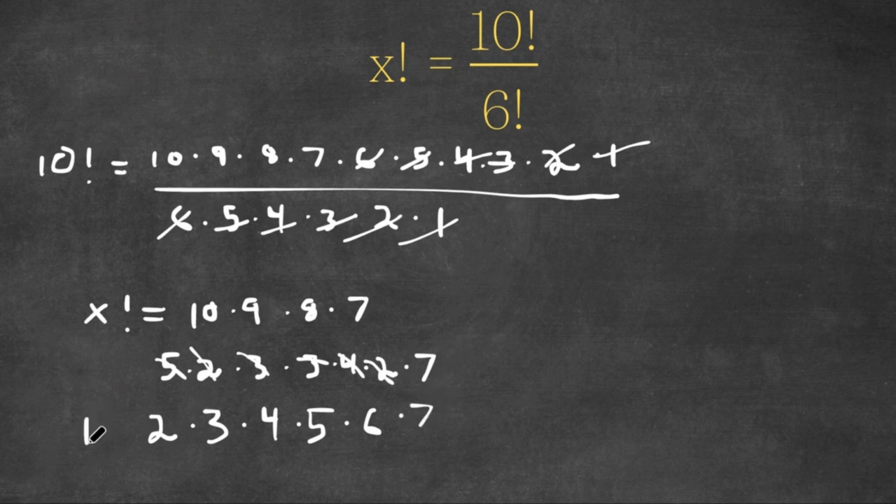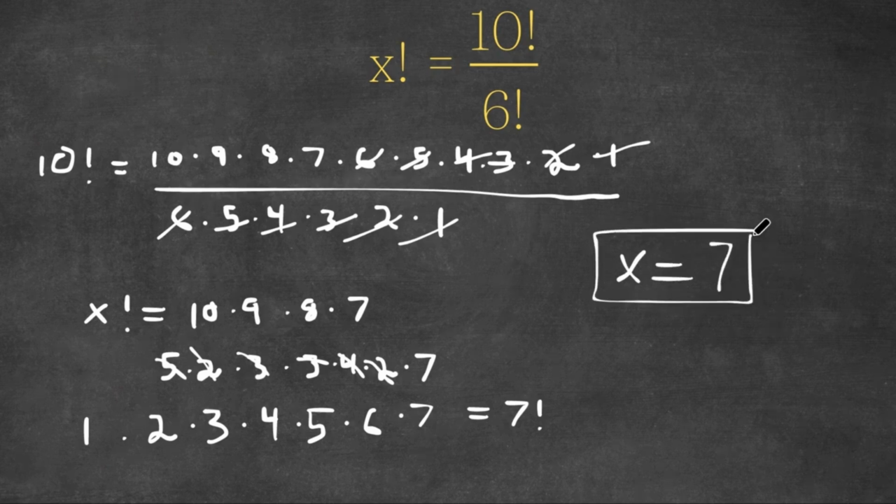So we could think of 1 times this, because 1 times anything is itself. And as you can see, this is equal to 7 factorial, because it's 7 times 7 minus 1 times 7 minus 2, going on until 1. So this means that x is equal to 7.